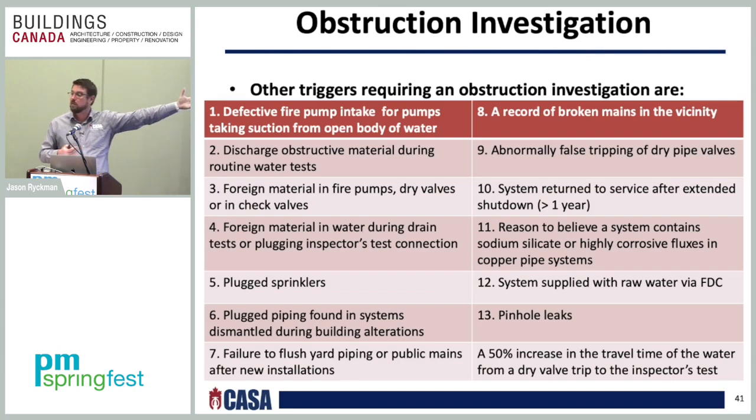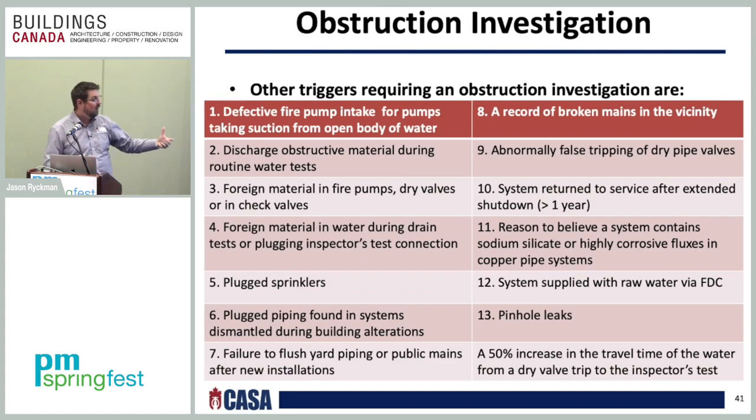If you have a record of broken mains within the vicinity of your building, that would be an obstruction investigation. Abnormally frequent false trip tests. So obviously the dry system, if you have multiple trip tests for no apparent reason, that is a means of doing an obstruction investigation. System return to service after an extended shutdown that is greater than 1 year, you have to do an obstruction investigation. Reason to believe a system contains sodium silicate or highly corrosive fluxes in copper piping systems. A system supplied with raw water via the fire department connection.